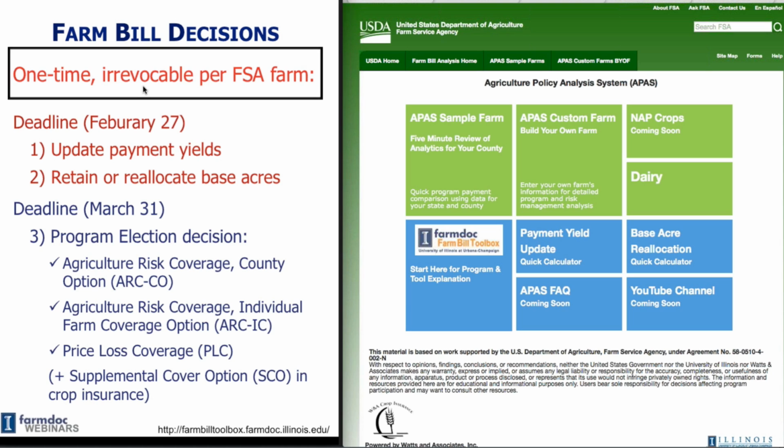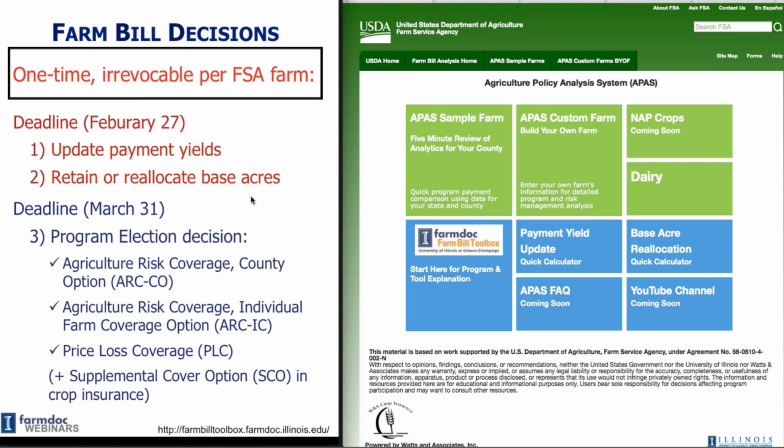The one thing to note about these programs, though, is they are separate from crop insurance, except SCO. ARC-County and Price Loss Coverage are separate from crop insurance. Really nothing from your crop insurance records flows over into ARC-County, ARC-Individual, or Price Loss Coverage. They're separate decisions. Price Loss Coverage is a target price program. The only thing that matters is what happens to the market year average price, and ARC-County is a county-level program.